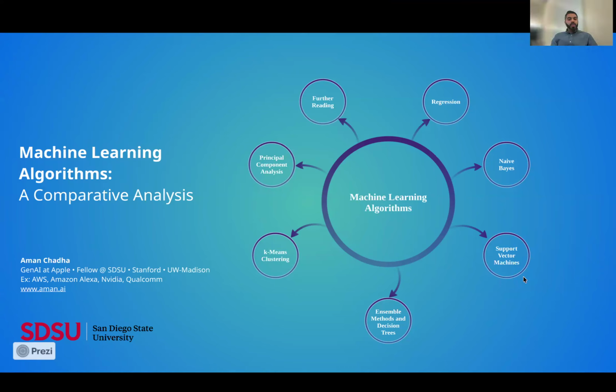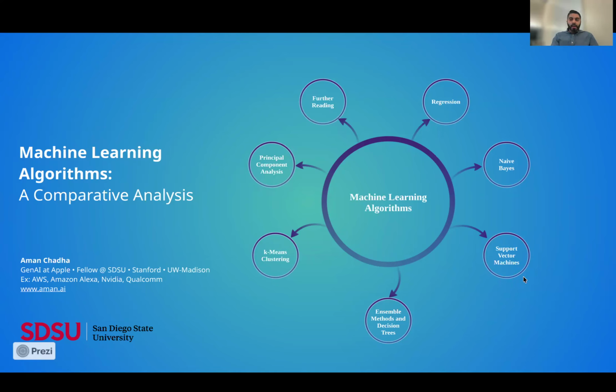All right, folks. So the agenda behind today's session is going to be machine learning algorithms, and you guys have covered a whole lot of these algorithms already as part of the class. But I wanted to do a quick refresher of a whole bunch of different algorithms that you'll see on the right.